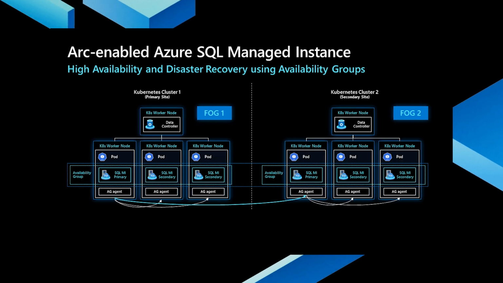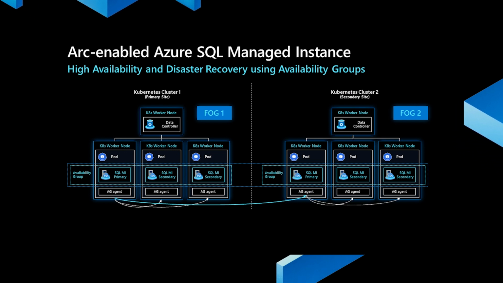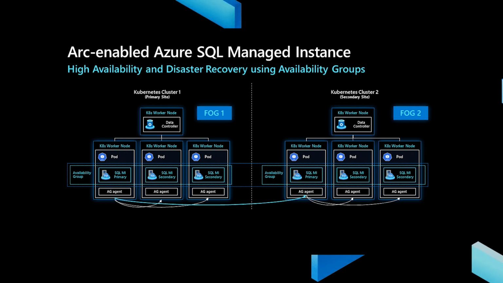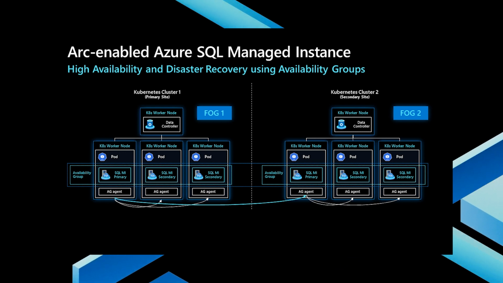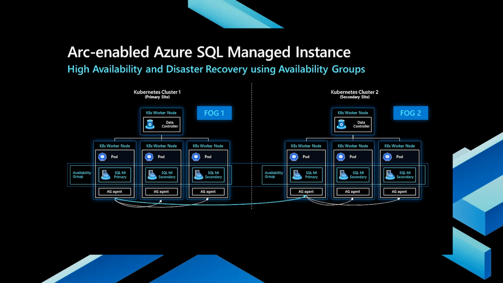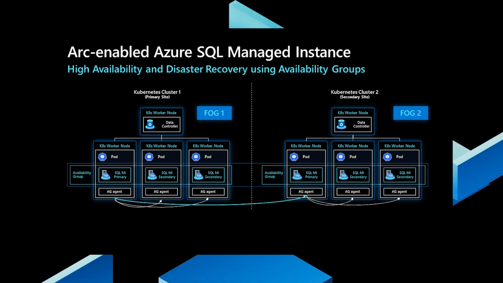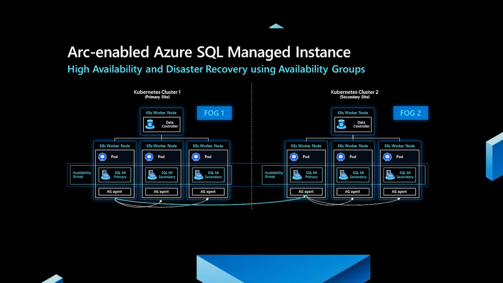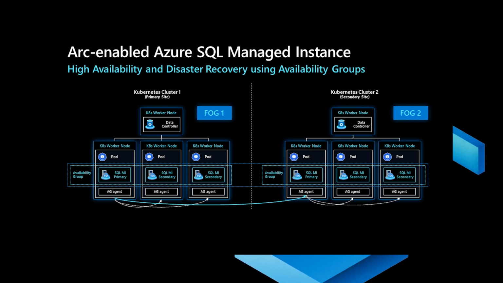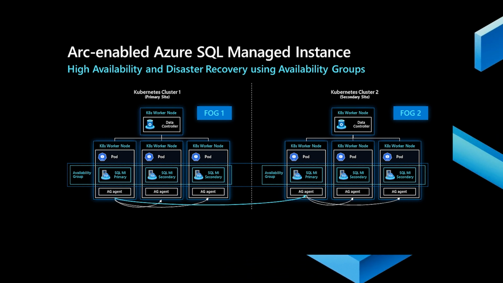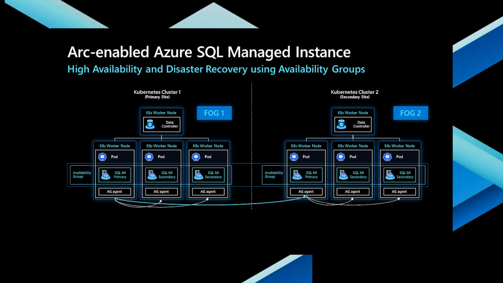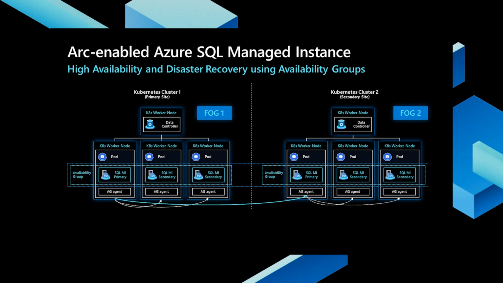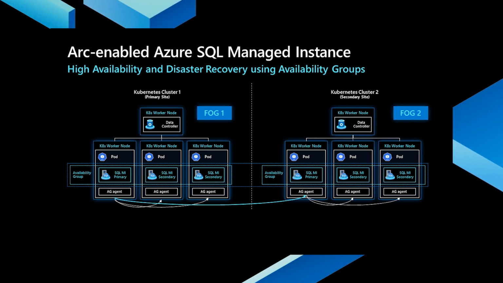Typically, you have a primary data center that has a Kubernetes cluster with Azure Arc enabled SQL Managed Instance running in either the general purpose or the business critical service tier. Then you have a secondary data center that also has another Kubernetes cluster, where you have another Arc enabled SQL Managed Instance running in the same service tier as your primary data center. Customers can then set up instance failover groups between these two instances, and data is automatically sent from the primary instance in the primary data center to the primary instance in the secondary data center.